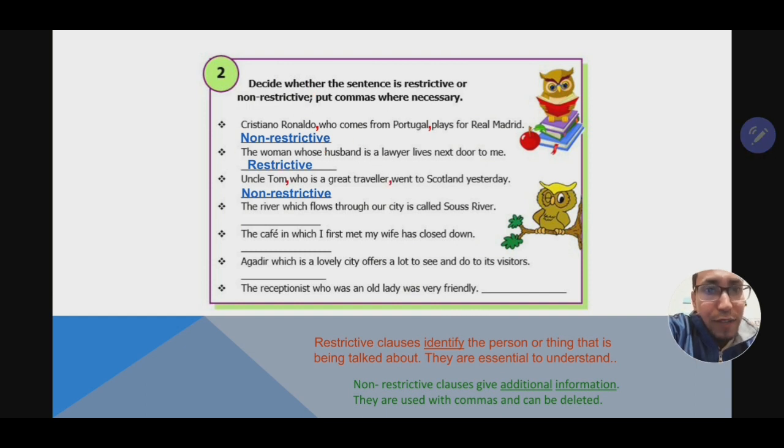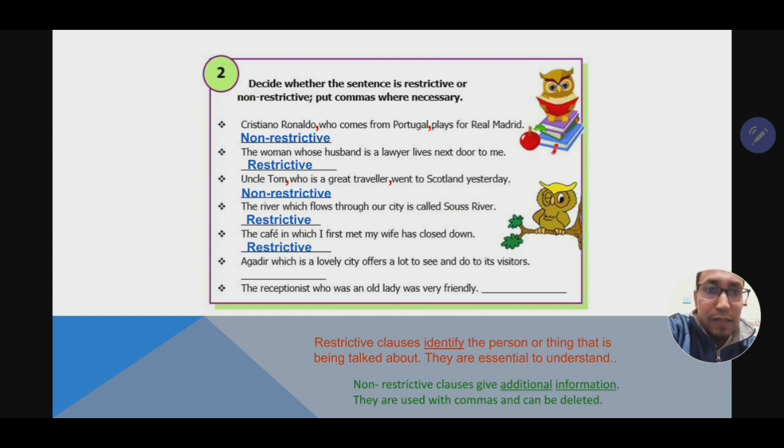Next, the river which flows through our city is called Sus River. So yes, this is restrictive. Why? Because we cannot say the river is called Sus River unless we specify which one. The one that flows through our city. For example, Agadir, we have a river called Sus which flows through it, and it is called Sus River. So no commas.